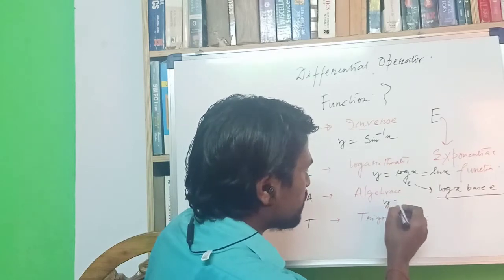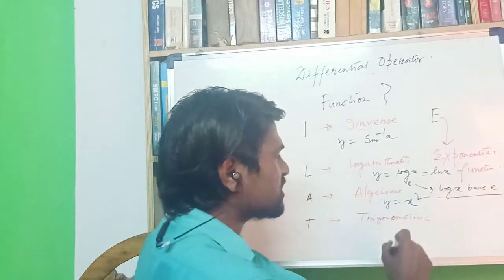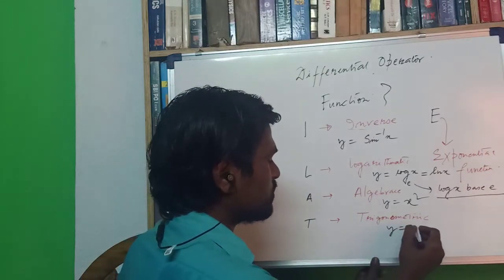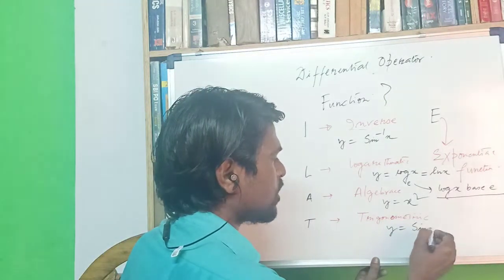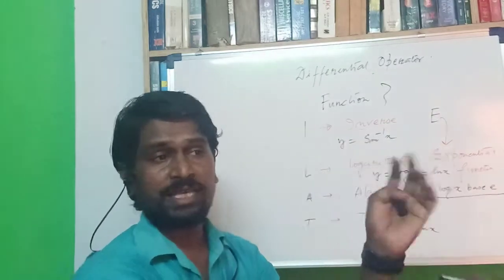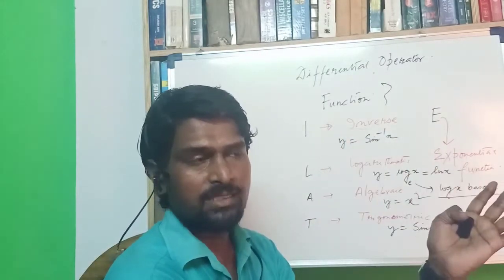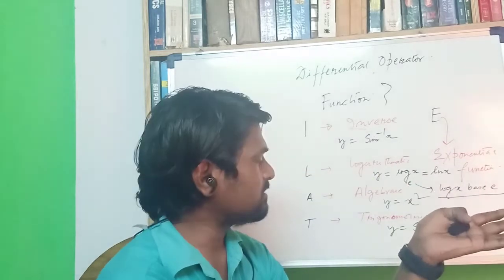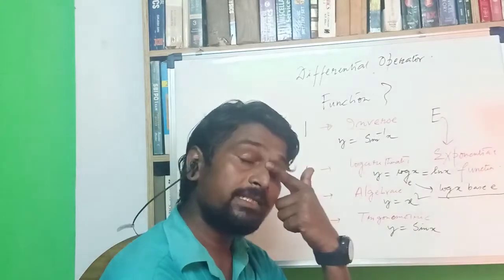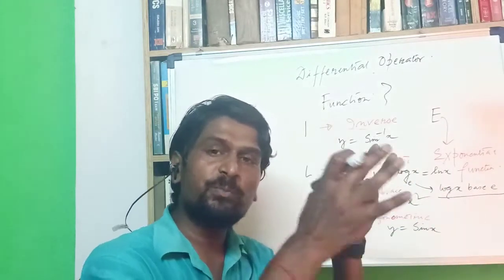So there is another function, the algebraic function. Algebraic means y equal to, for example, x square. And the trigonometric functions are y equal to sine of x, or y equal to cos x, y equal to tan x, y equal to cosec x, y equal to cot x, y equal to sec x. All are trigonometric functions because they change in a specific pattern.